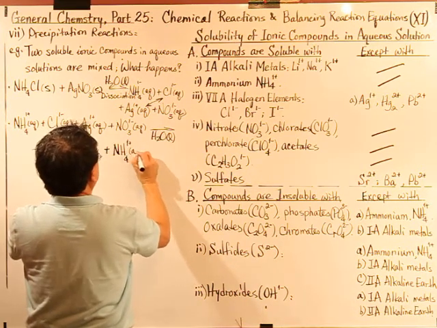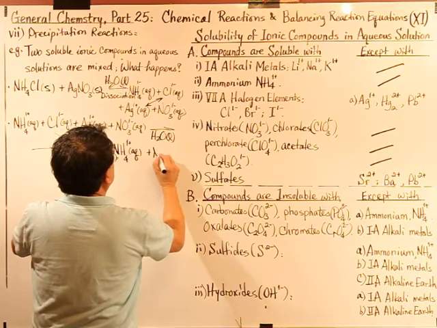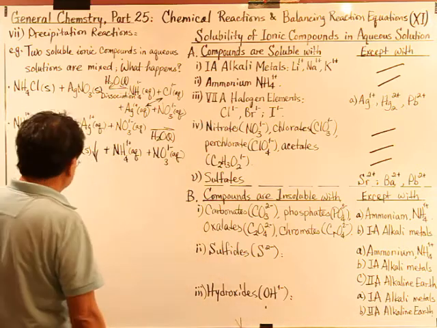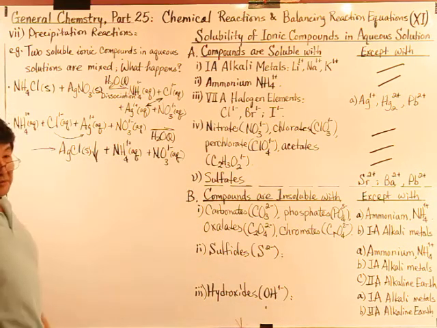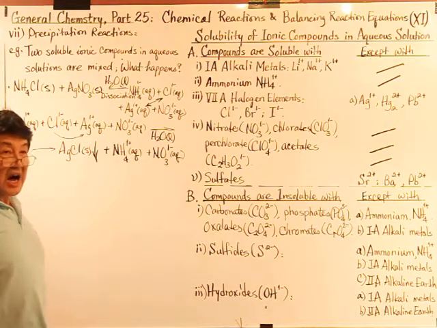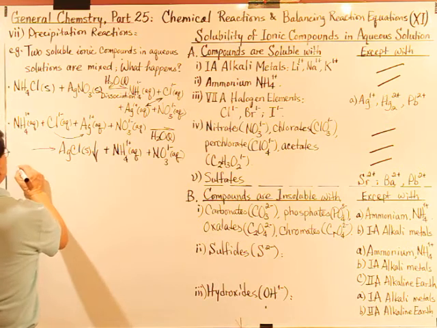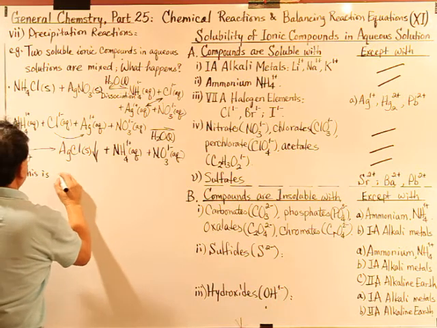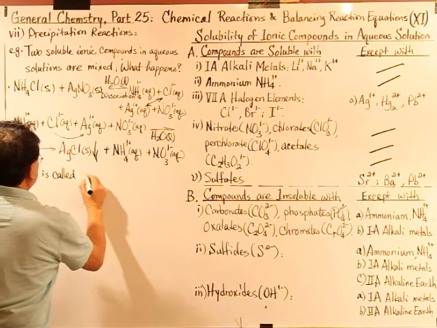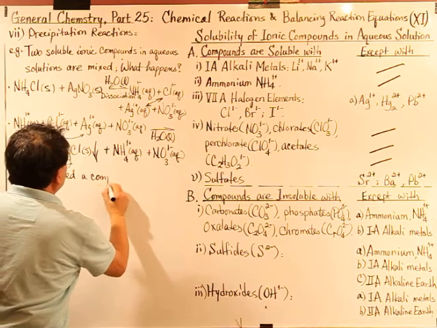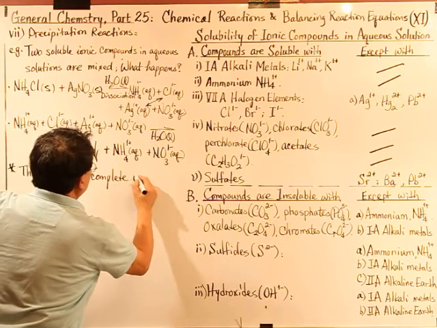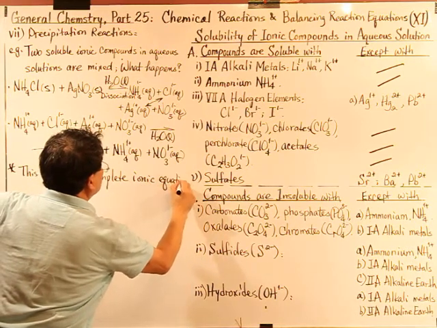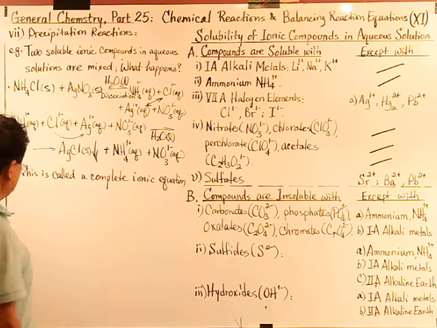So you have ammonium 1 plus aqueous and nitrate 1 minus aqueous. Now this is what we call what? We call it the complete ionic equation. Now this is called a complete ionic equation, right? Because why? Nothing is missing, right?